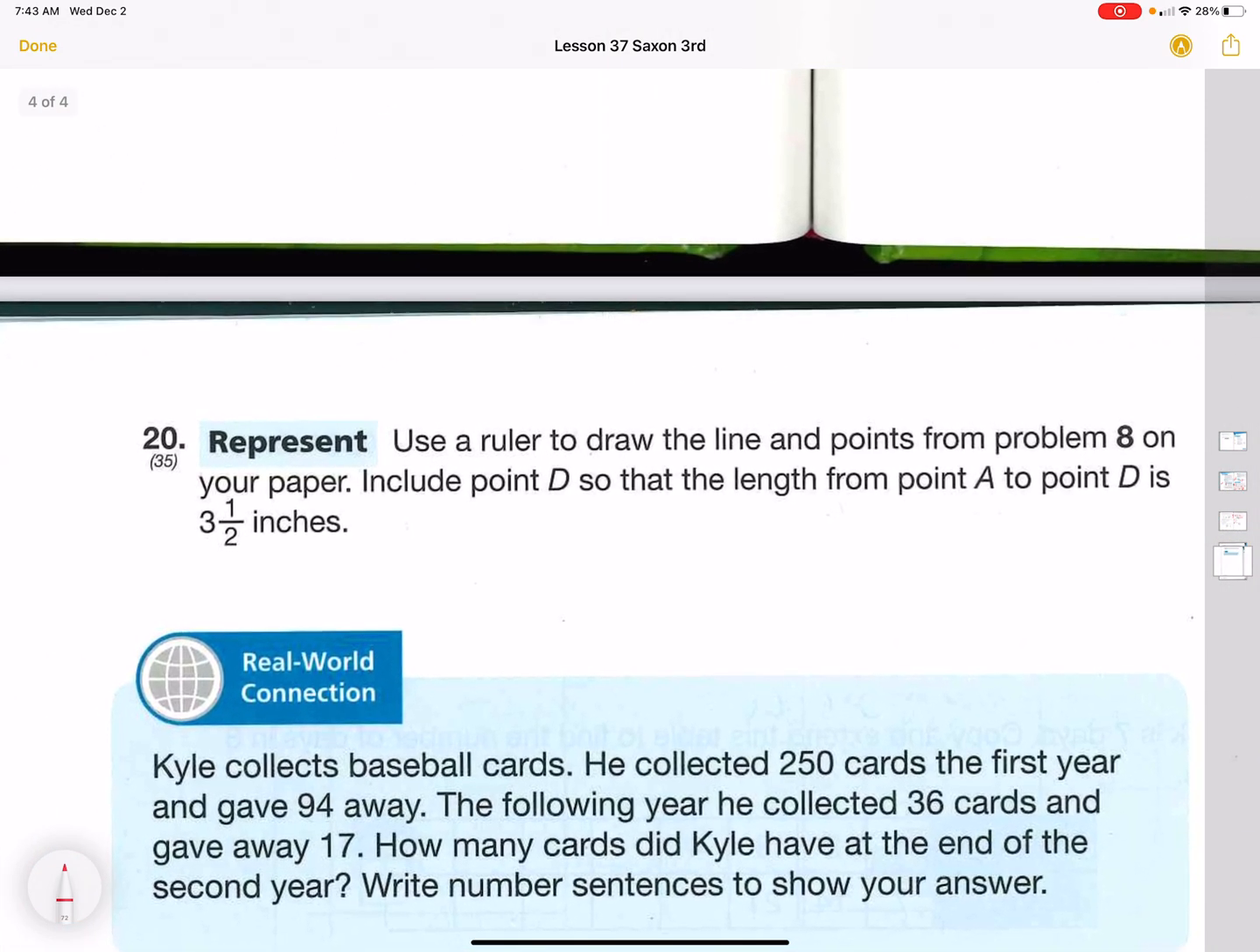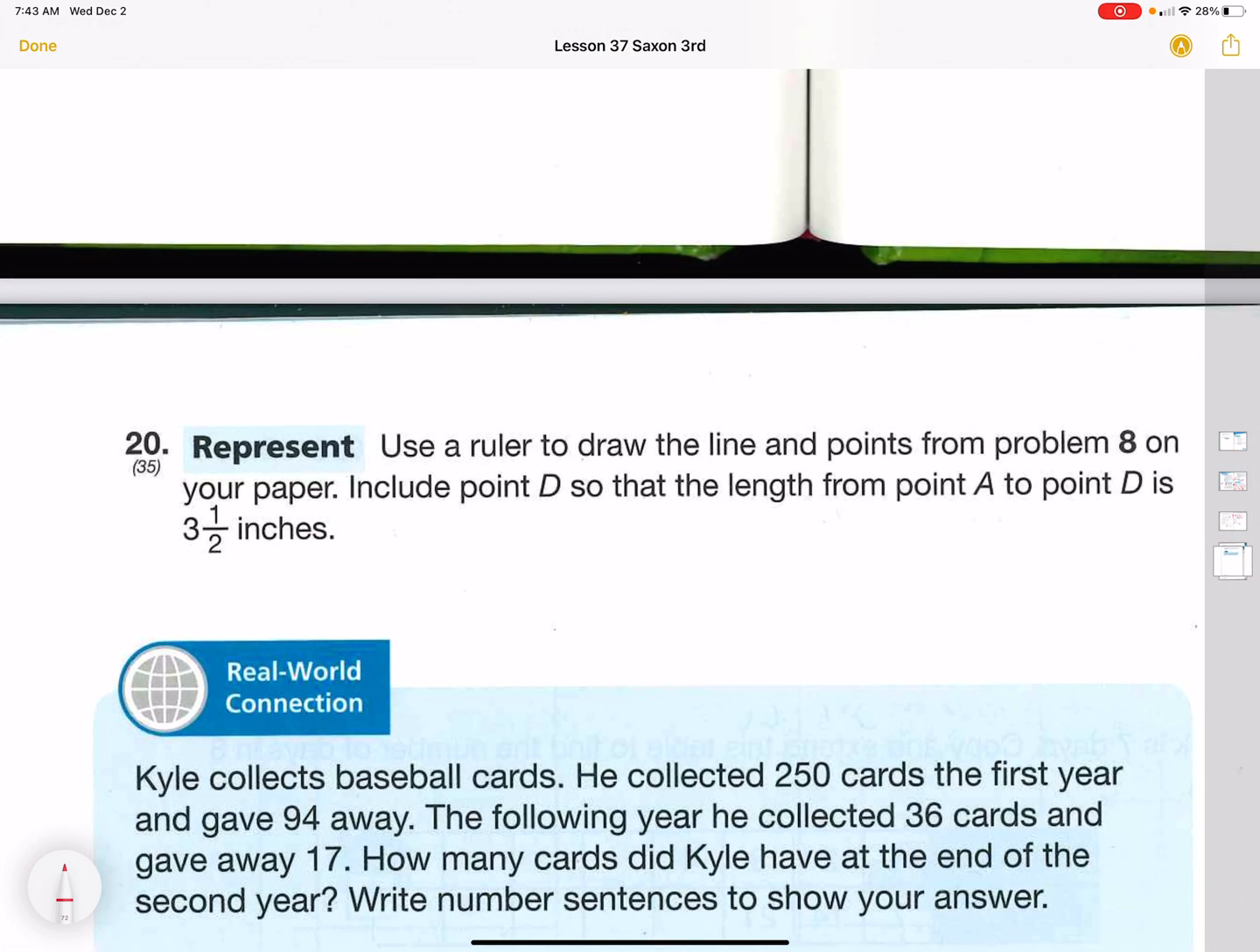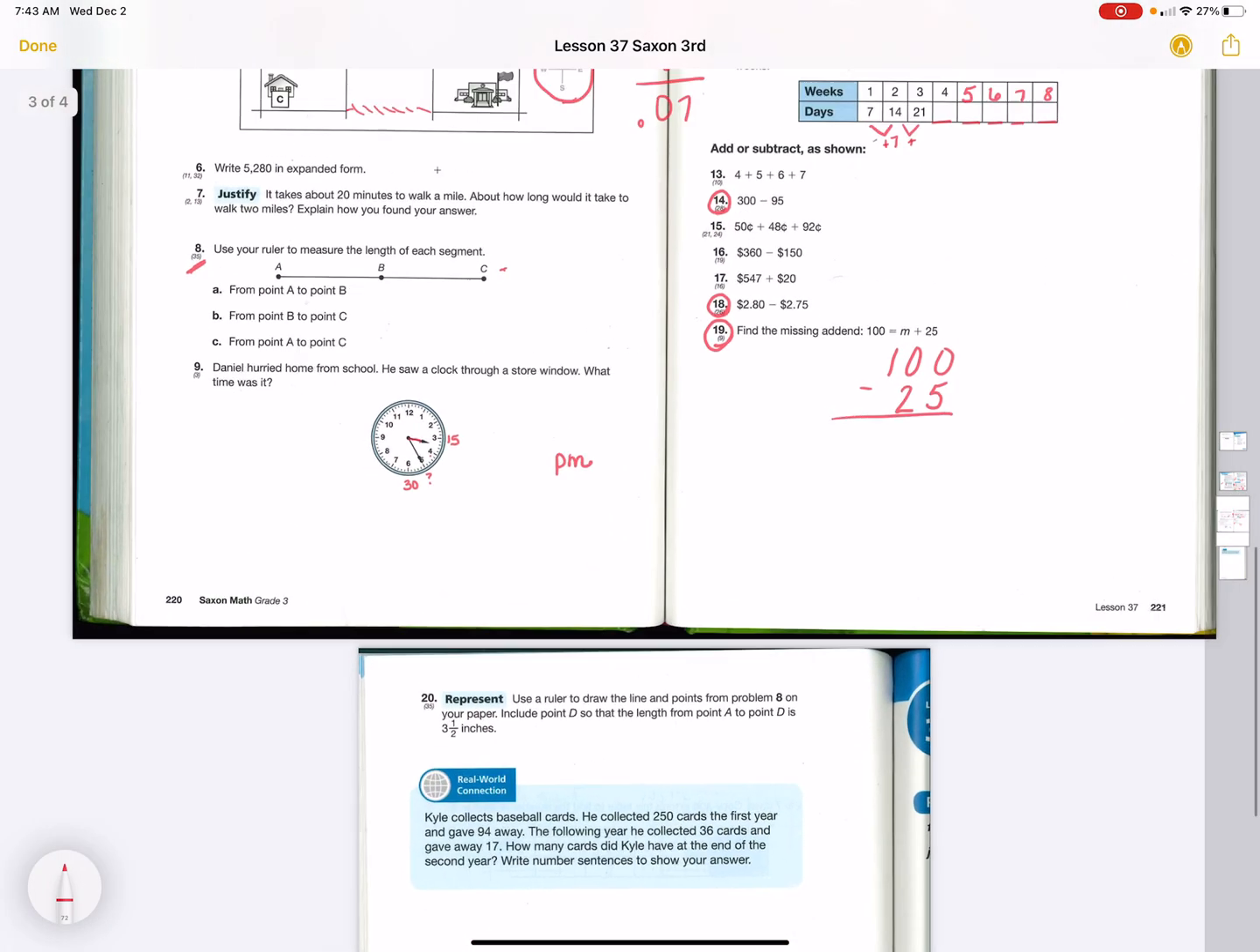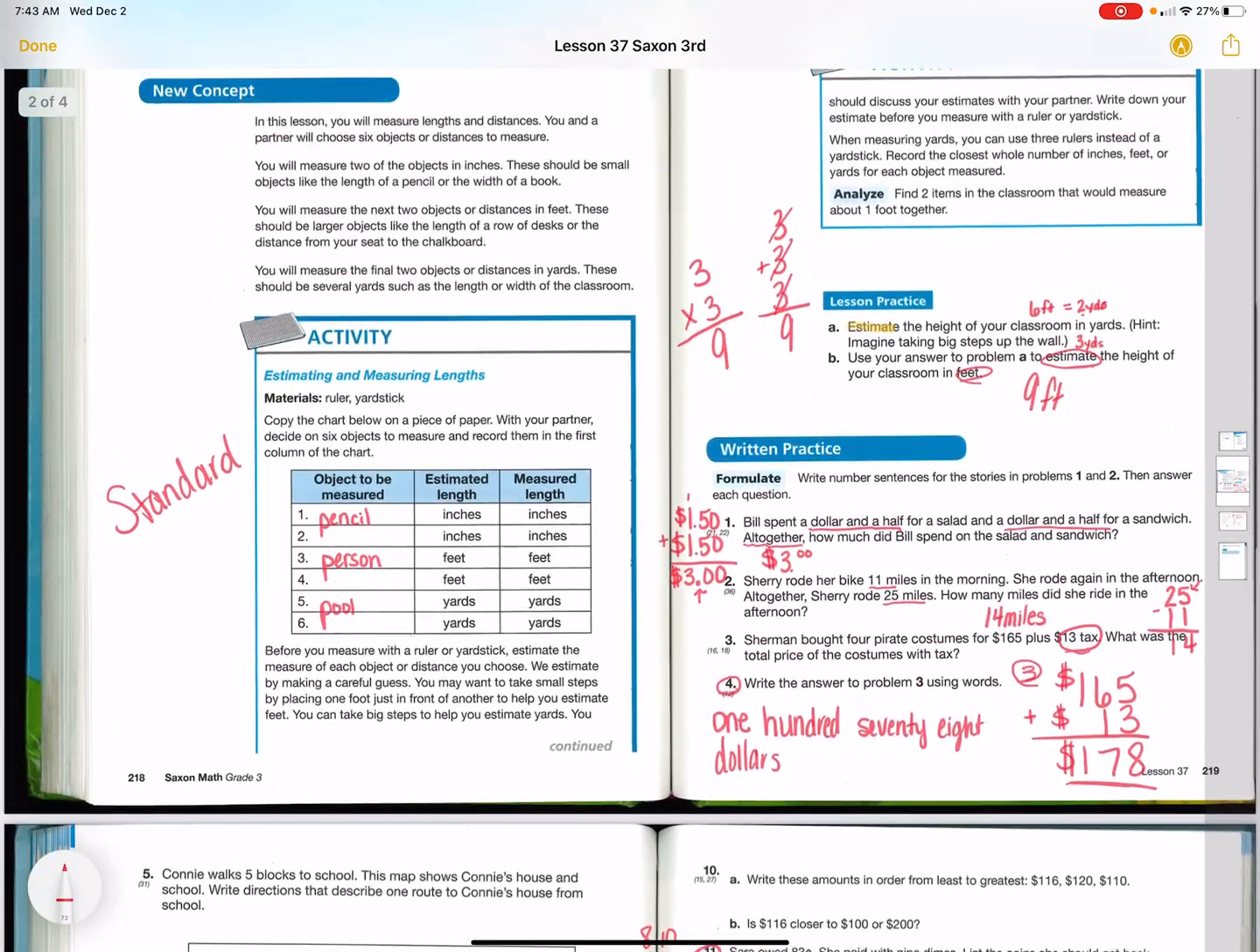20, again, a ruler problem. Hard for me to help you on Chromebook, but I am happy to help. Go ahead and finish what you can. Ask me for help on what you need, and have a good day.